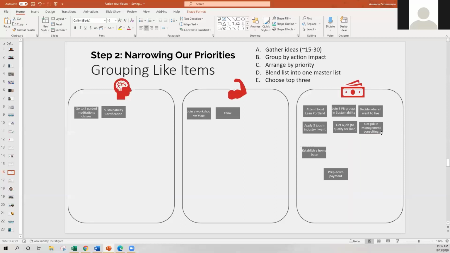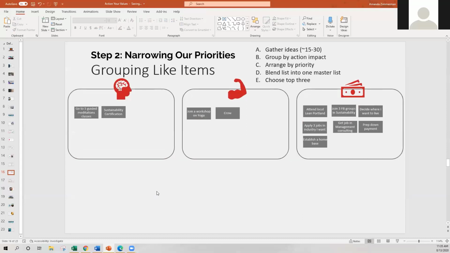Management consulting, get a job to qualify for a loan. So I might even be able to combine those. And then I'm going to prep that down payment and maybe establish a home base. So that's a way that I could possibly group or organize those to say which is the one that I want to do first. So once I know the ones that I want to do first, I'm next going to look at that first one.